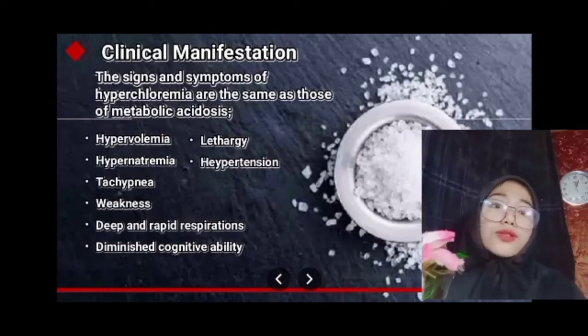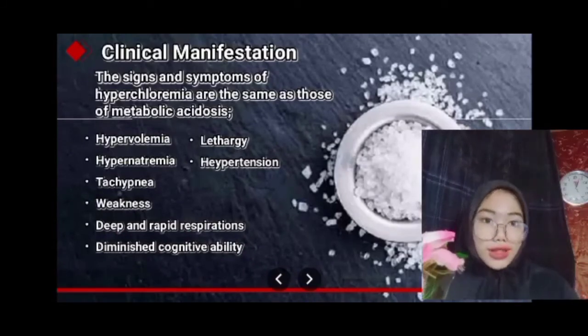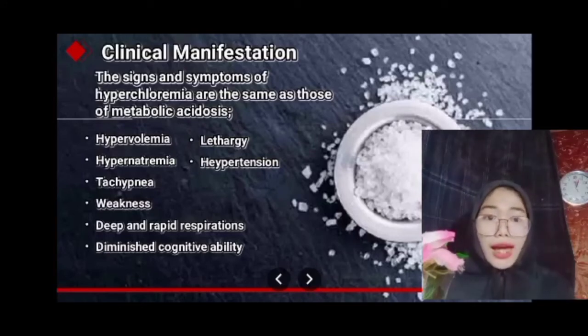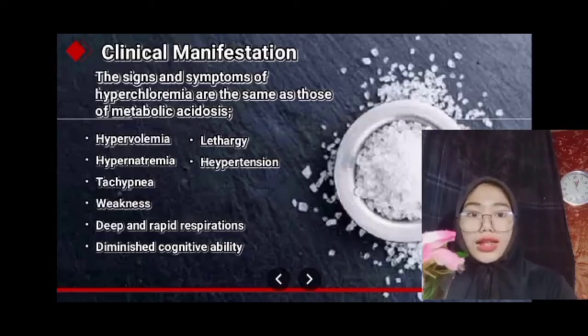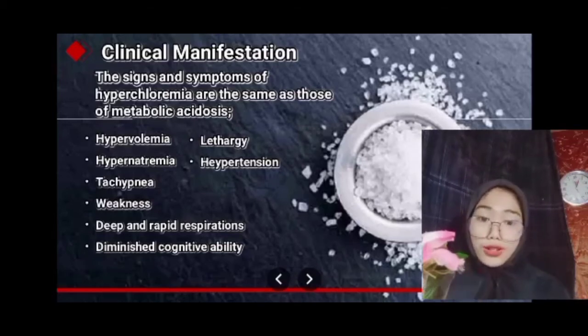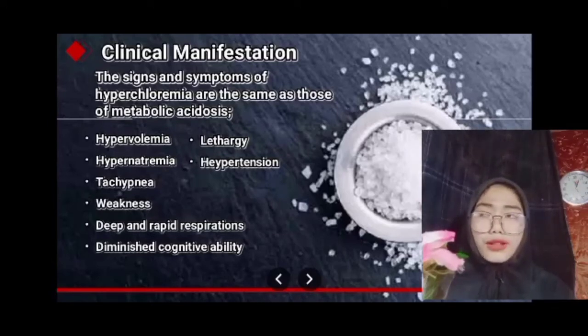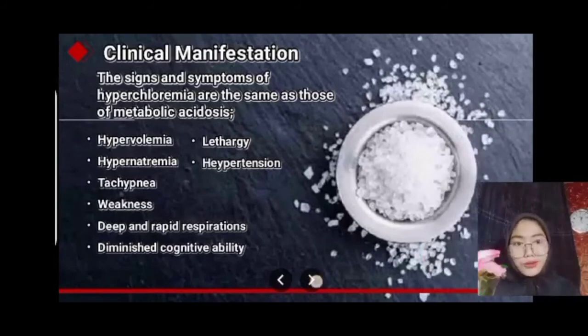And the clinical manifestation, the signs and symptoms of hyperchloremia, are the same as those of metabolic acidosis, which are hypervolemia, hypernatremia, tachypnea, weakness, lethargy, deep and rapid respirations, diminished cognitive ability, and hypertension. If untreated, hyperchloremia can lead to decreased cardiac output, dysrhythmias, and coma. So let's move on to management.